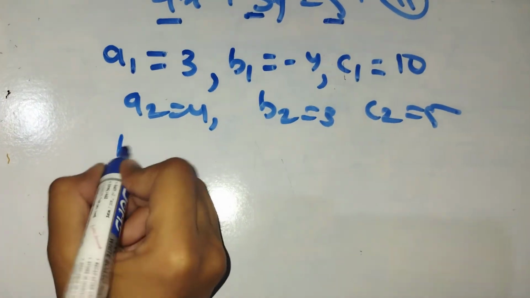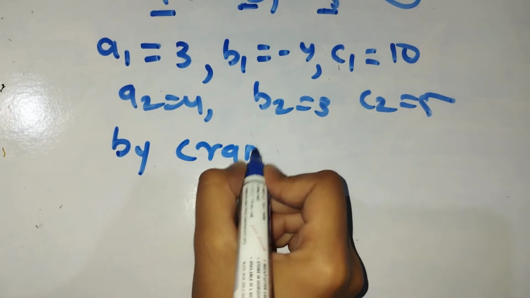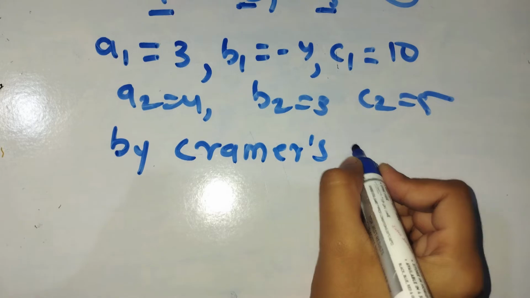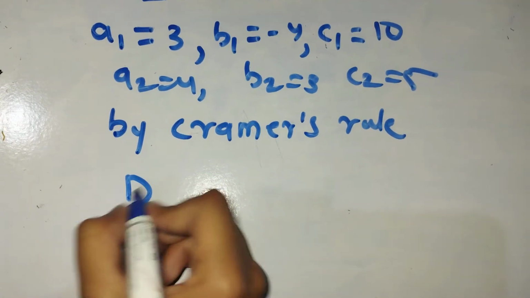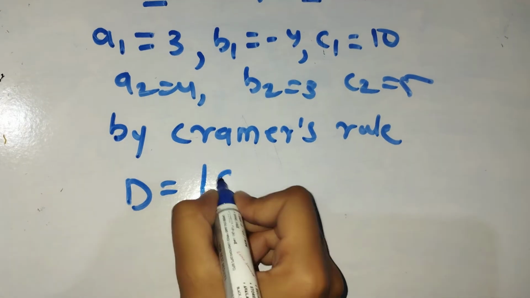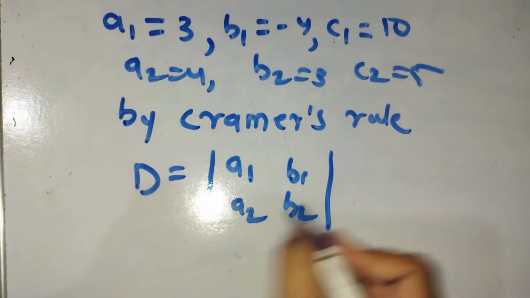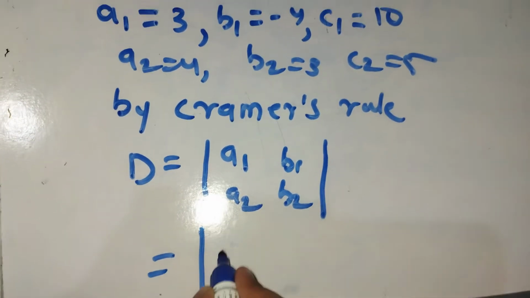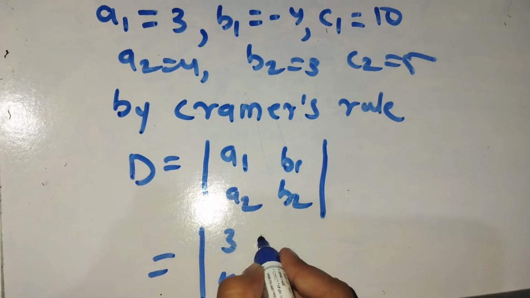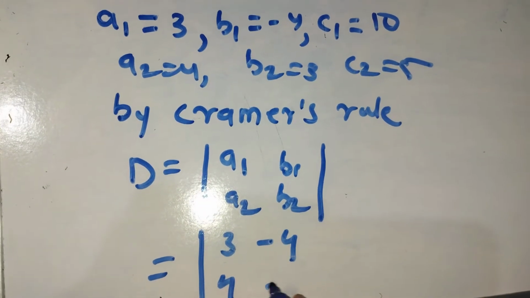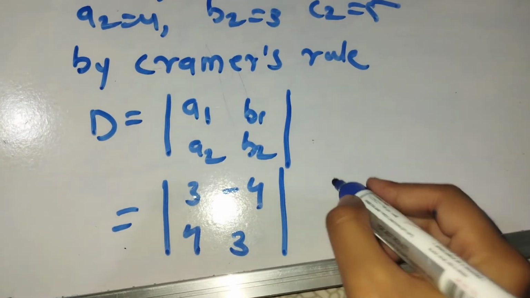So by applying Cramer's rule, you simply write it, Cramer's rule. Okay, what you do, D. So how will you find the D? A1, A2, B1, B2. A1 is your 3, 4, minus 4, 3. Now solve it as usual.